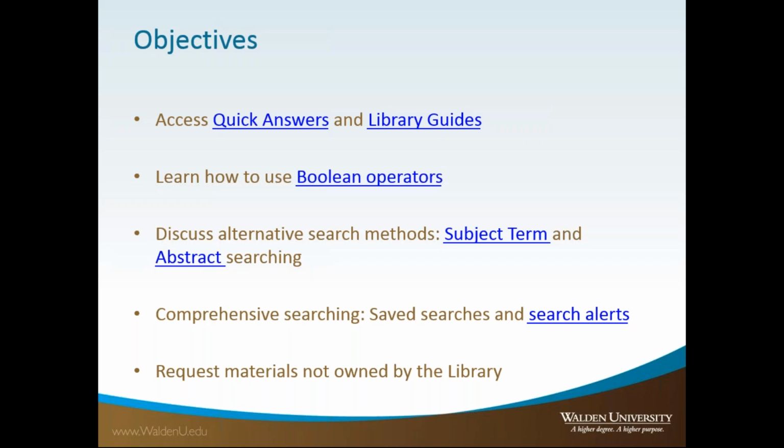Then we'll talk generally about comprehensive searching, what it means to search comprehensively, and two ways that can help you do that: saved searches and search alerts. Finally, we will talk about how to go about requesting materials that we do not provide access to, which is a really important skill to have, especially at the doctoral level.